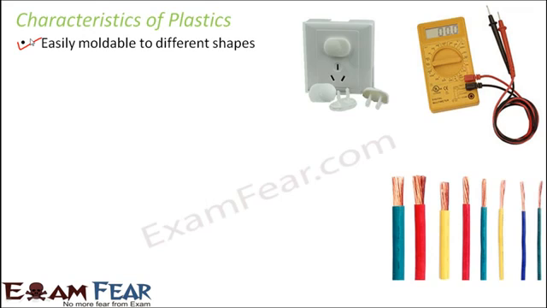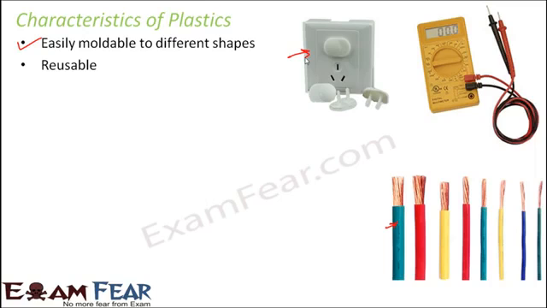So if you look at your multimeter in your lab, the outer covering is made up of nothing but plastics. You look at the wires, the outer covering of the wires is also made up of some type of plastics. You look at your wiring, the sockets and all. So what is this made up of? They are also made up of some type of plastics. So plastics can actually take the shape of any desired shape.